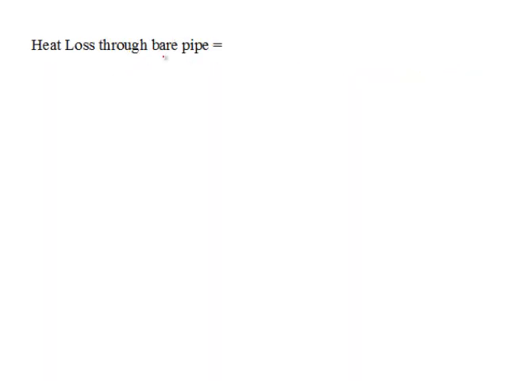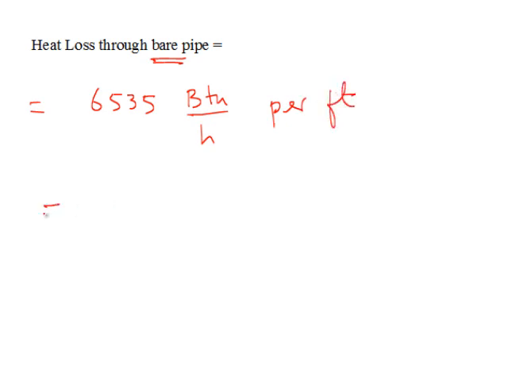For the bare pipe, the pipe without the insulation, the same values come to 6535 BTUs per hour per foot length of pipe, or in the SI system, the equivalent value would be 5880 watts per meter length of pipe.